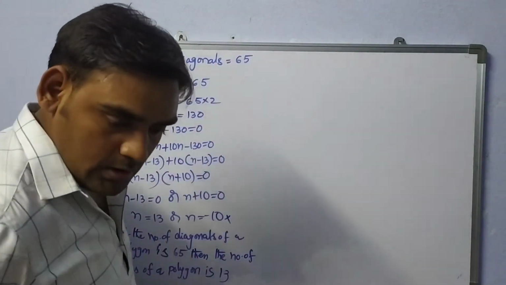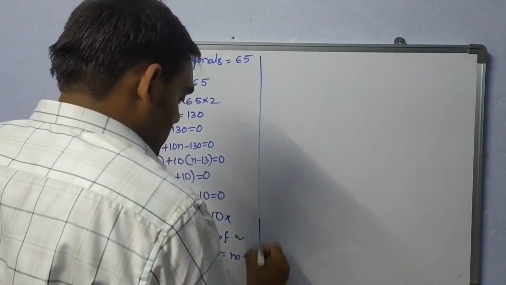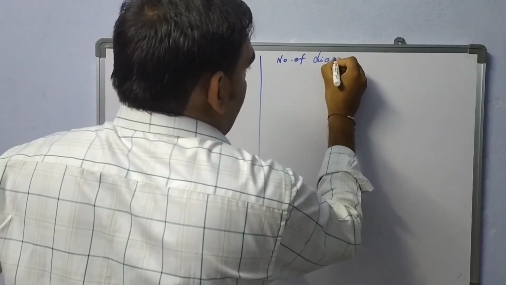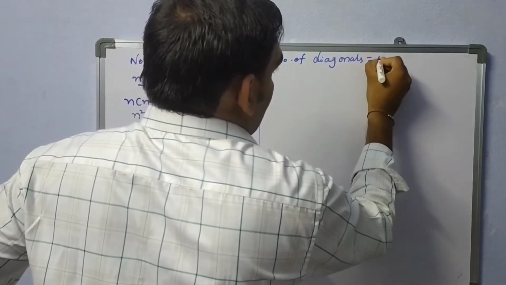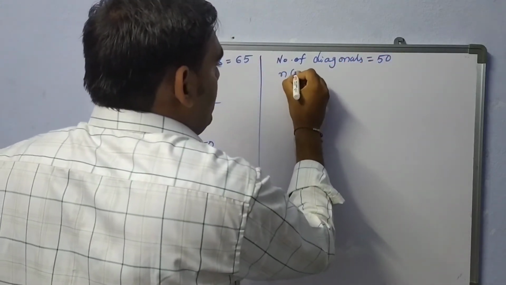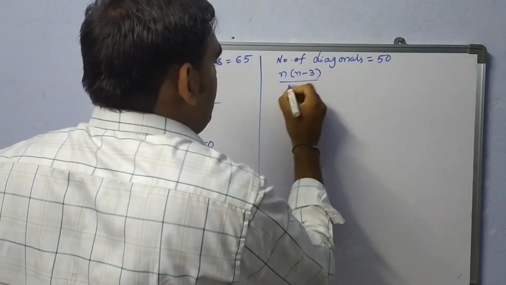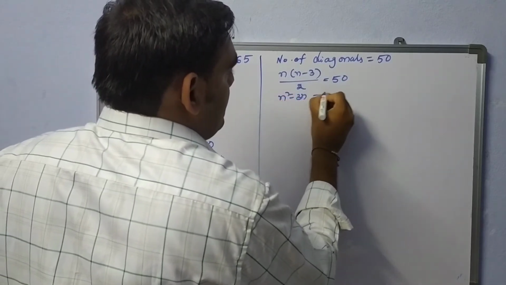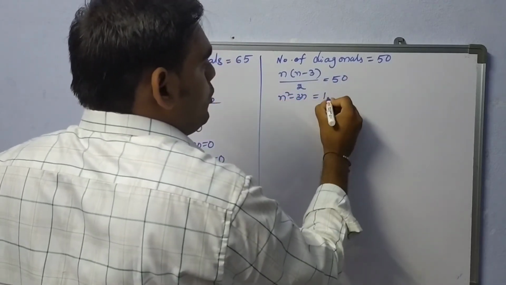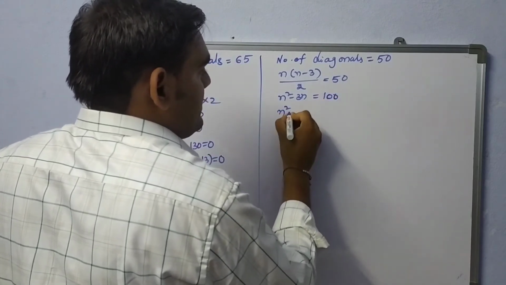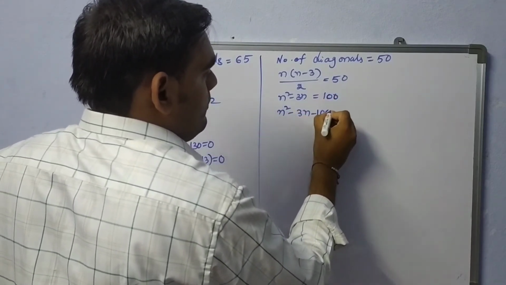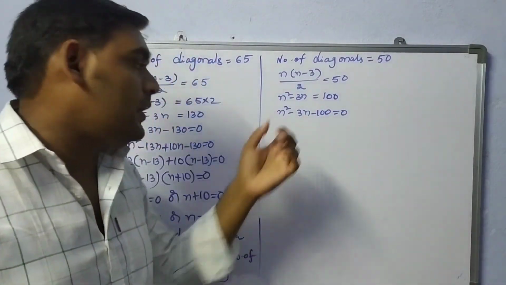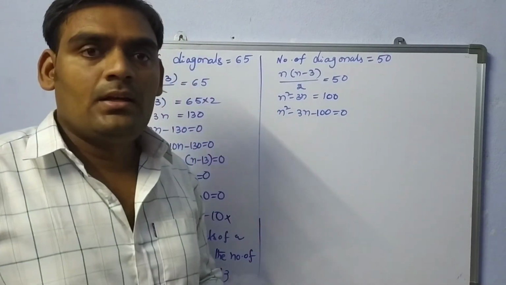So now, for this, the number of diagonals is equal to 50. The formula to find diagonals is n(n minus 3)/2 is equal to 50. Now n square minus 3n is equal to 50 into 2, 100. Now this can be written as n square minus 3n minus 100 is equal to 0. Now by using the factorization method, we can't find the roots of this quadratic equation, isn't it?